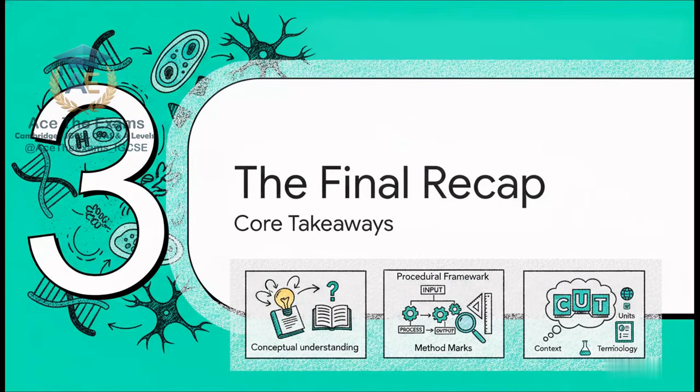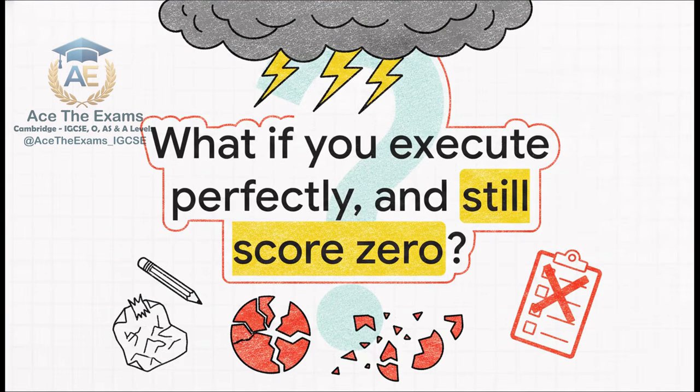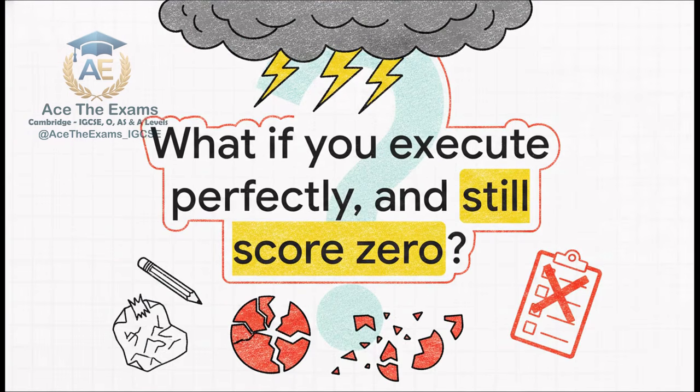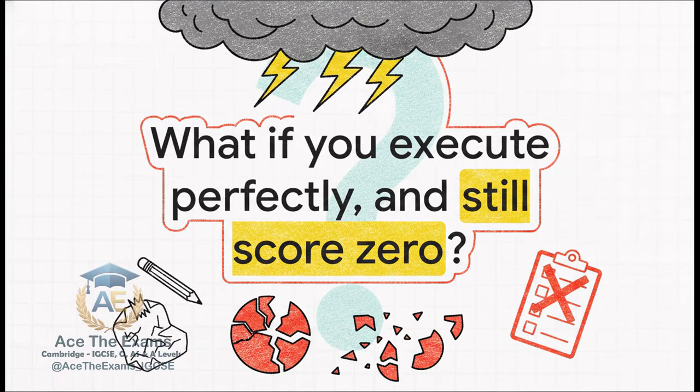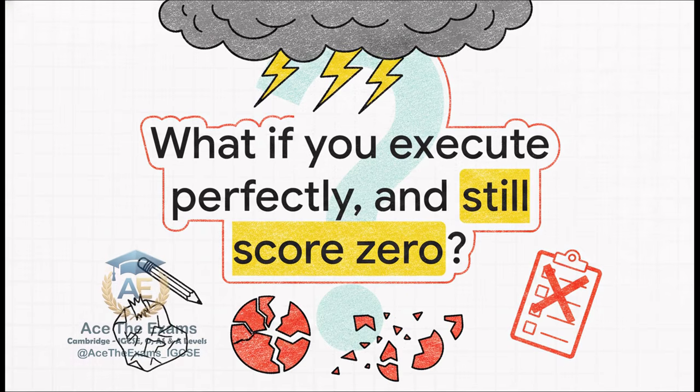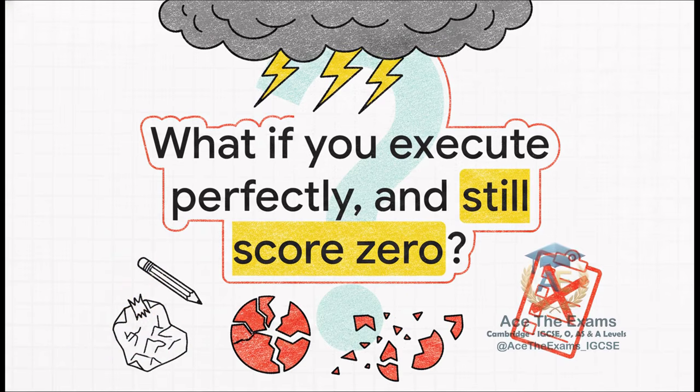Section 3, the final recap. But here's a kind of terrifying thought. What if you do everything we just talked about? What if you execute the method absolutely perfectly, you show all your working, you include your units, you use the right terminology, and you still score 0?